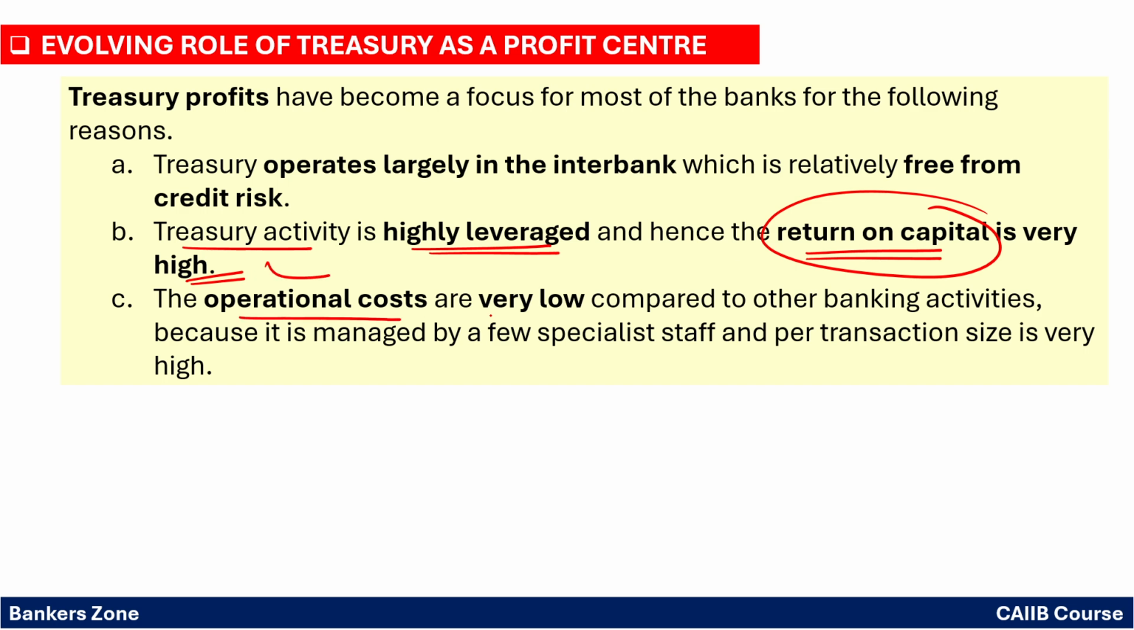The operational cost is low compared to other banking activity. For example, in branches we require more staff, right? Whereas in treasury we require less staff. So only a few specialist staff are required. That's why we can say the cost is also less. So due to that reason, we can say treasury has evolved as a profit center.